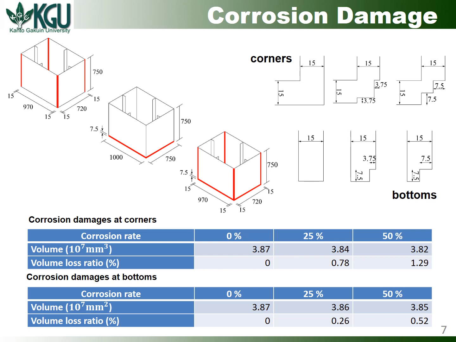For these three cases, corrosion rates of 0%, 25%, and 50% are considered. The volume of the corroded parts and the volume loss ratio are summarized in the tables. Even when the corrosion rate is the highest at 50%, the volume loss ratio is as small as 1.3%.